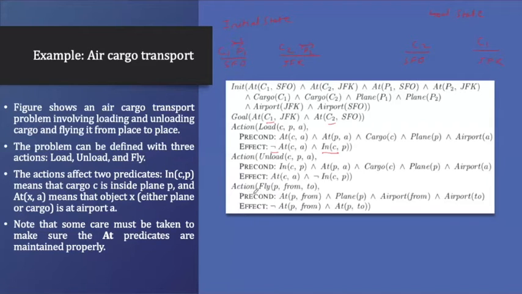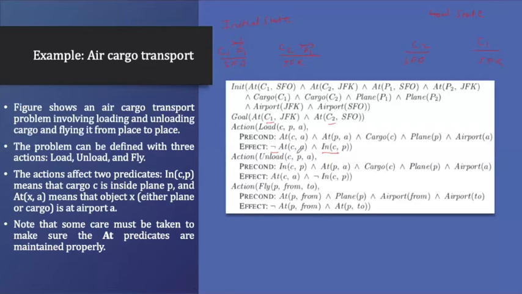Now let's go to another function which is called fly function. P is flying from airport to airport, right? So what is the precondition? The precondition is plane should be there in the from airport. P is a plane, from is an airport, and to is also an airport. What is the effect? The effect is plane is not there in the from airport and plane is there in the to airport, right? So when it will fly, definitely it will reach the destination. So this is the effect.